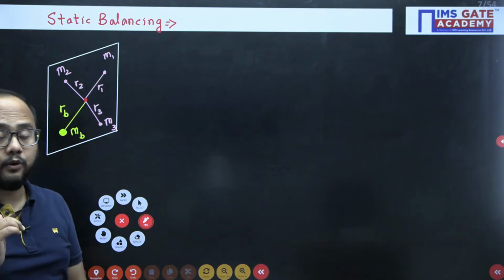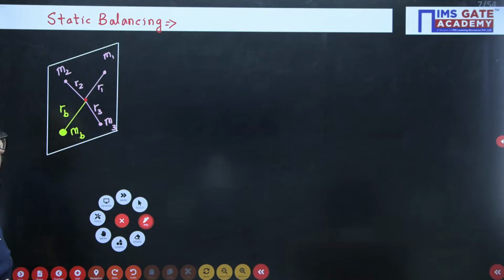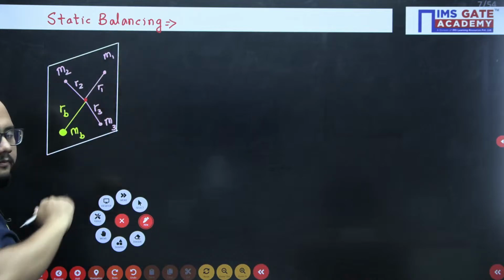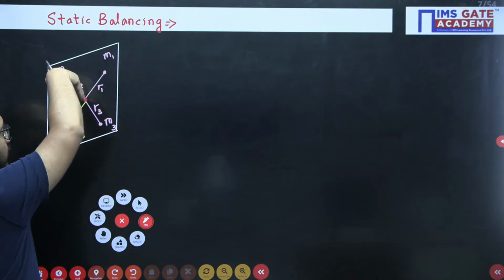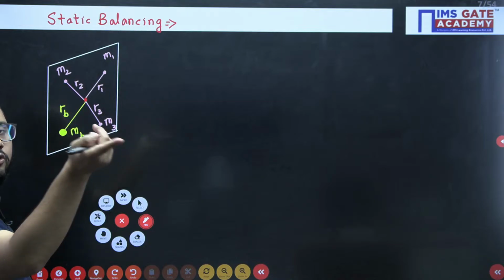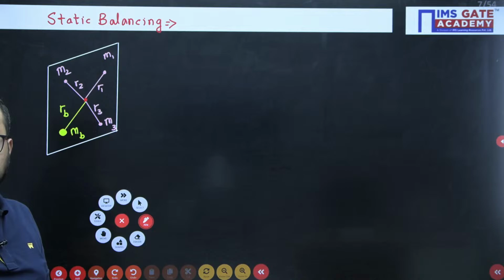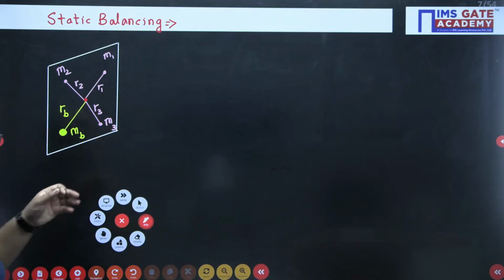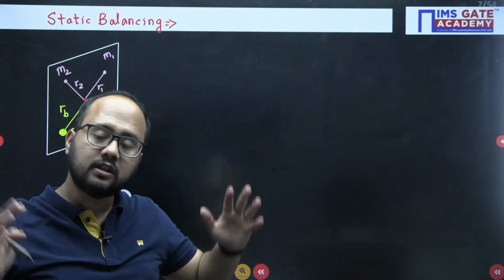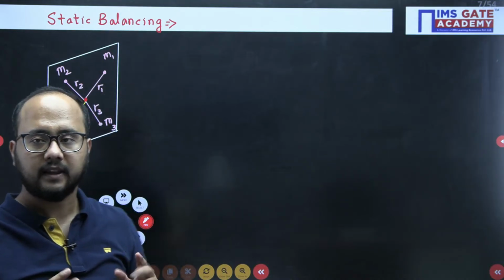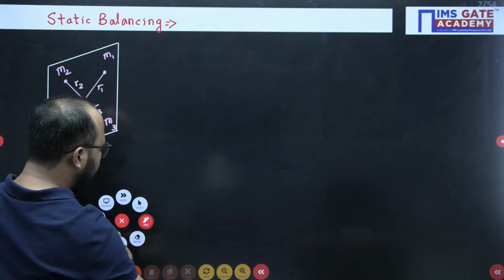Now, very important point. For this unbalanced mass M1 there will be M1 R1 omega square, for M2, M2 R2 omega square, and M3 R3 omega square. These are the forces, and for this balancing mass, MB RB omega square. So the summation of all the forces should be 0 along x and y directions, right? Now very important point here.